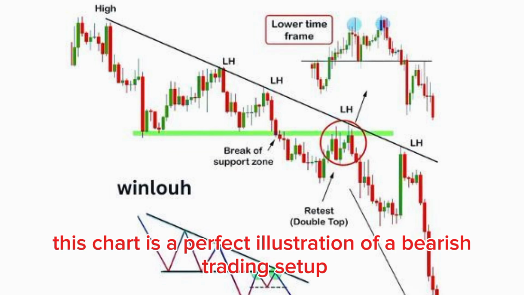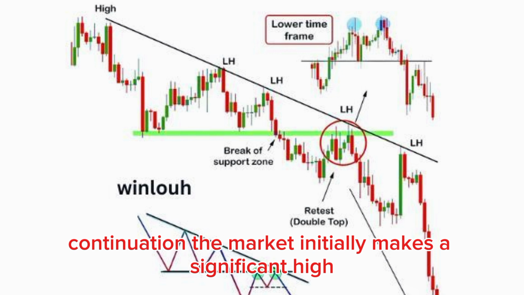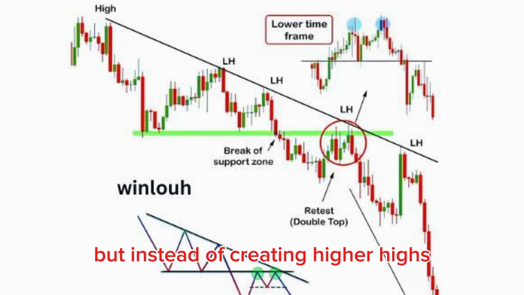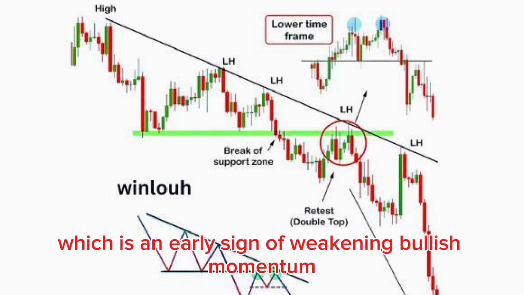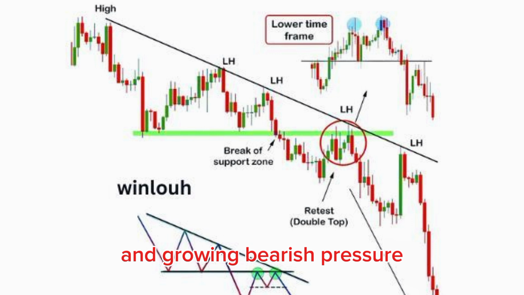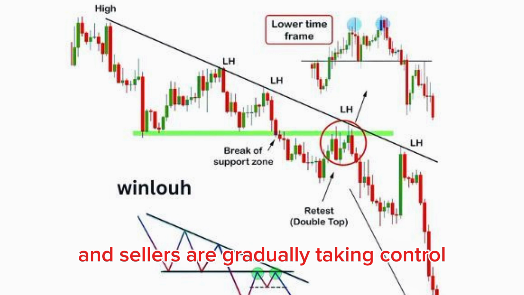This chart is a perfect illustration of a bearish trading setup where multiple signals align to confirm a strong downtrend continuation. The market initially makes a significant high, but instead of creating higher highs, it starts forming a series of lower highs, LH, which is an early sign of weakening bullish momentum and growing bearish pressure.